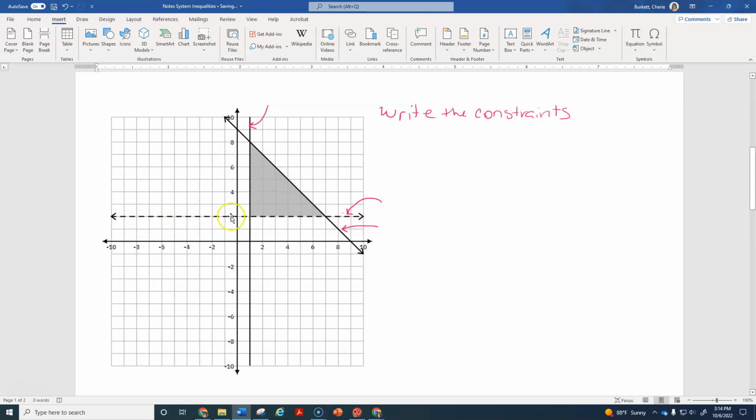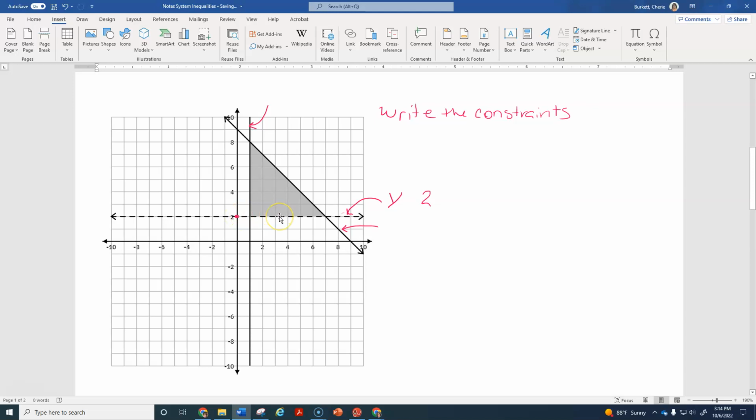You ask yourself, which axis is it crossing? This horizontal line is crossing this axis right here, which is the y-axis. So since it's crossing the y-axis, the equation or the inequality in this case is going to have a y. And then you simply have to look at where it is crossing the y-axis, and this one's crossing the y-axis at 2. So your inequality is going to contain the variable y because it's crossing the y-axis, and it's going to contain the value 2 because it's crossing the y-axis at 2.